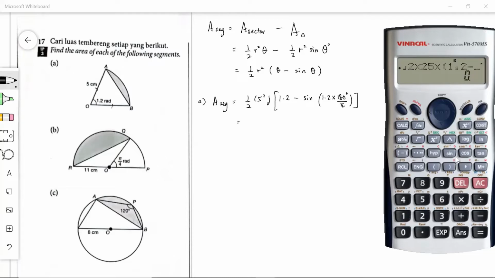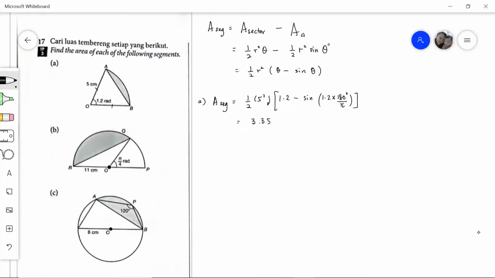And then minus sine, bracket, 1.2 times 180 divided by the pi value in the calculator, since there is no pi given in the question. Okay, so equals to 3.349, but to round it off, we have to round up to 3.35. So the answer is 3.35 cm squared.